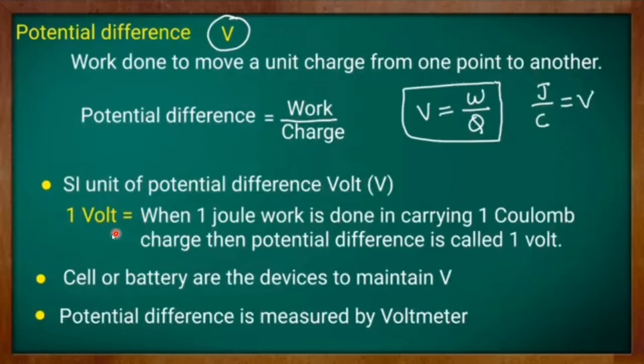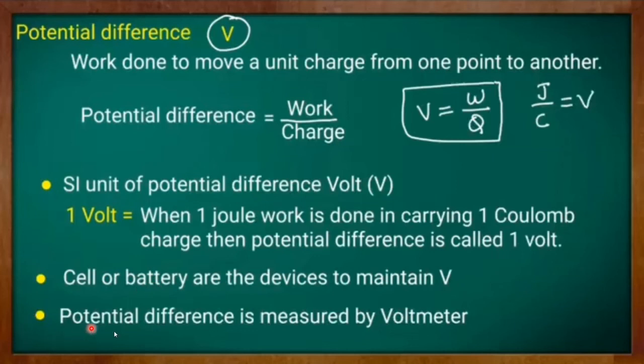When do we say that 1 volt of potential difference has been created? When 1 joule of work is done in carrying 1 coulomb of charge, then the potential difference is called 1 volt. As I have said, when the work done is 1 joule and the charge is 1 coulomb, we can say that 1 volt of potential difference is created. A cell or a battery is the device to maintain the potential difference. So we need a cell or a battery to create the potential difference.